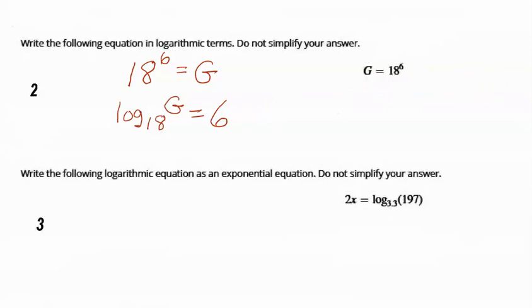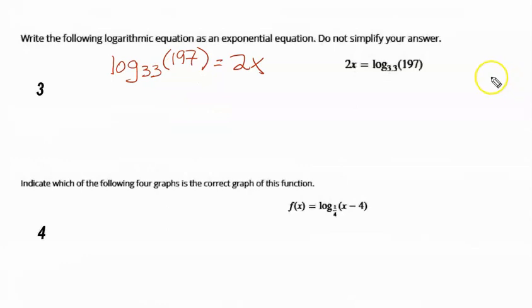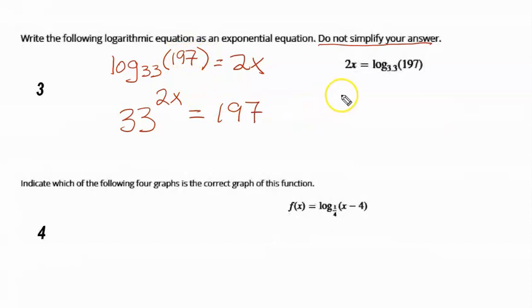So hopefully something easy. And in this example, they want us to go from log form, and I've switched it around, to exponential form, and they do not want you to simplify your answer. So what's our base here? 33. What's our exponent? 2x. And what's our answer? 197. So again, just converting, and we're not simplifying.